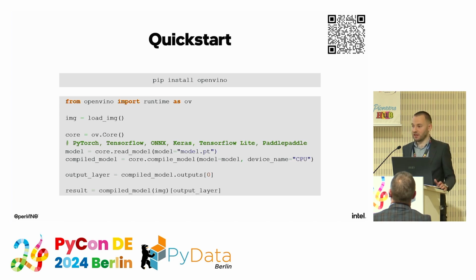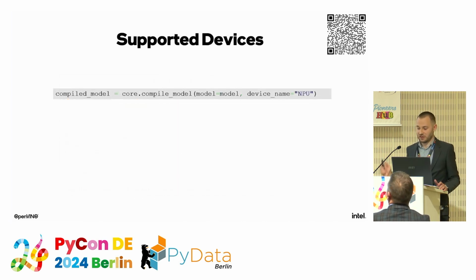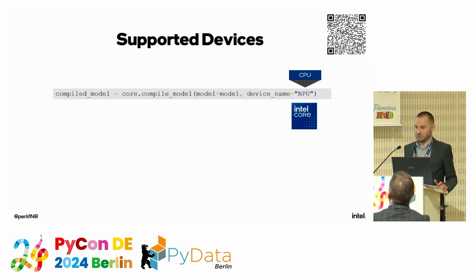So just 7 lines of code to run this inference. But the question is, if we have CPU here in this compile function, what else can we have here? So let's start with CPU. Of course, it's Intel Core in this case of AI PC, but it can also be a Xeon, as I said, also Atom, ARM, and so on.